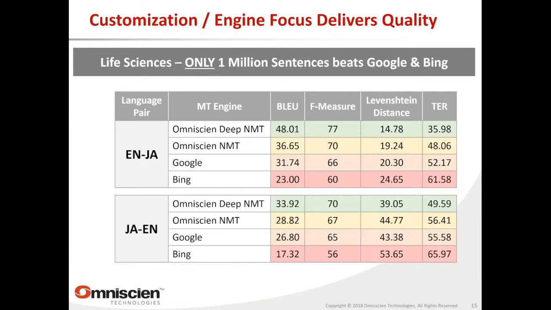Now, when it comes to customization, here's a very simple example. This is English-Japanese and Japanese-English. And if you look at the BLEU scores, you'll notice some very interesting results. So Google has, you know, tens of millions or hundreds of millions, perhaps, of English to Japanese sentences. But with just 1 million sentences, we were able to beat Google with a BLEU score of 36 versus a BLEU score of 31 for shallow NMT. And on the exact same data with deep NMT, it went up 12 BLEU points. So you can see just with 1 million sentences of in-domain data, it makes a huge difference.